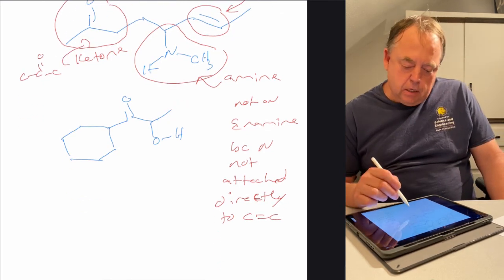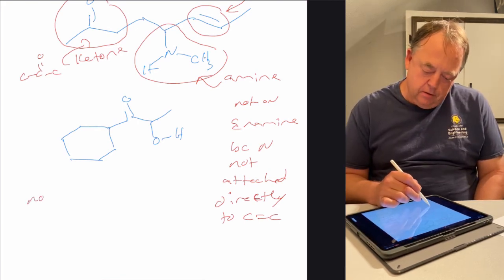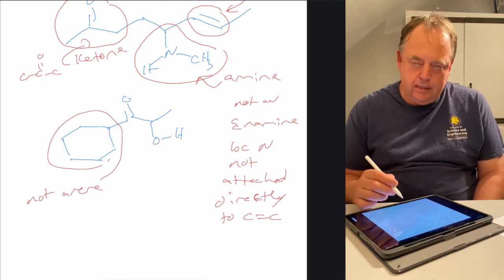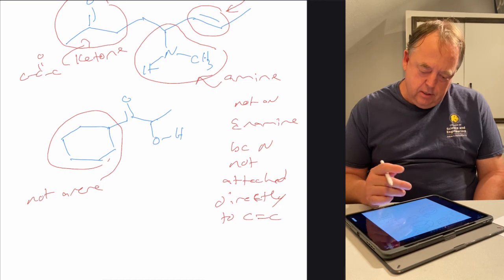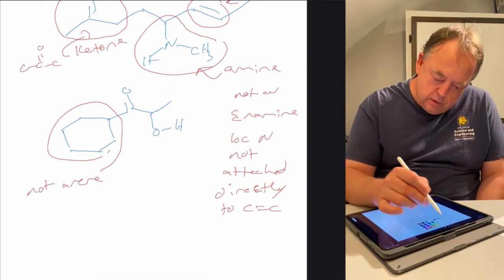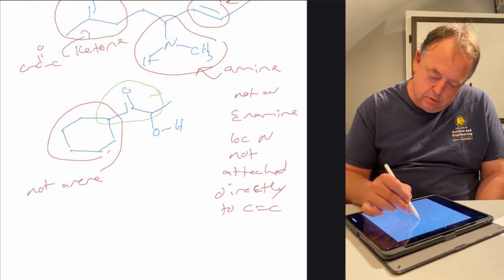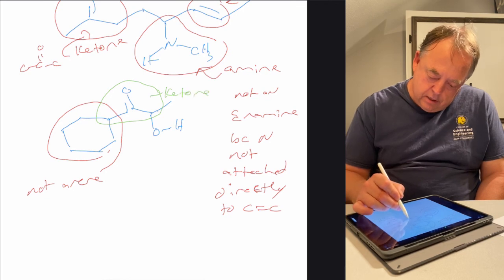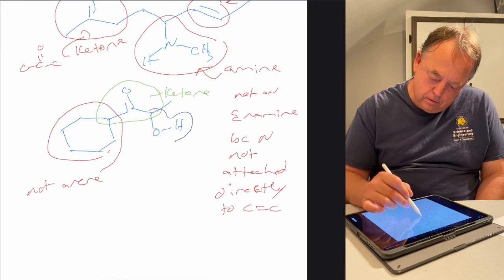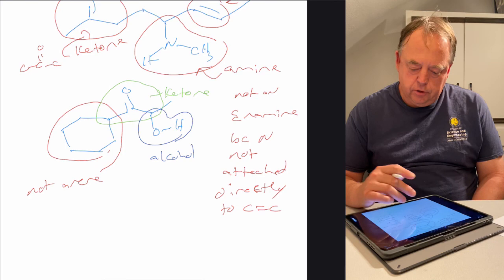Okay, and then this last molecule, so first of all, it's not an arene, right? That's not an arene because it doesn't have the 3 double bonds in it. It's just a cycloalkane, but that's not a specific functional class. So this part of the molecule would be a ketone, and this part of the molecule would be an alcohol. So 2 functional groups in that molecule, ketone and alcohol.